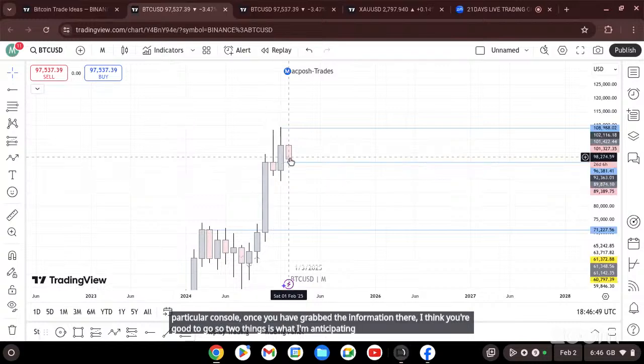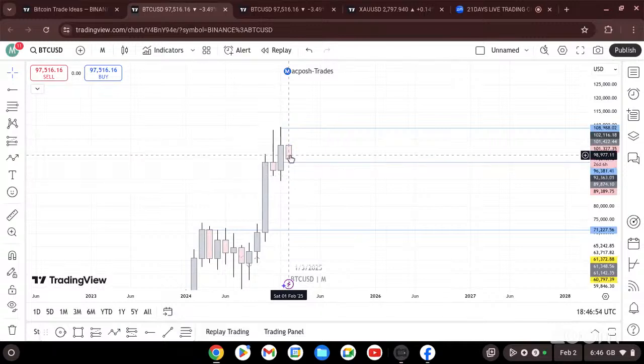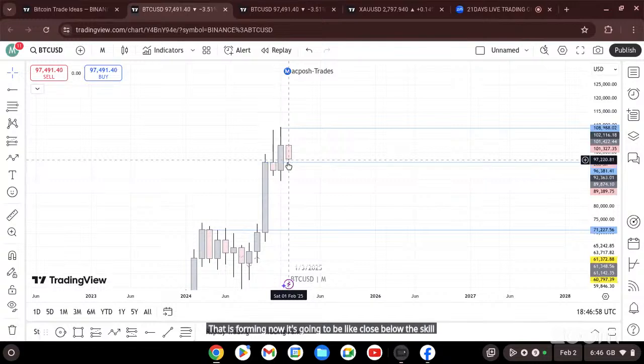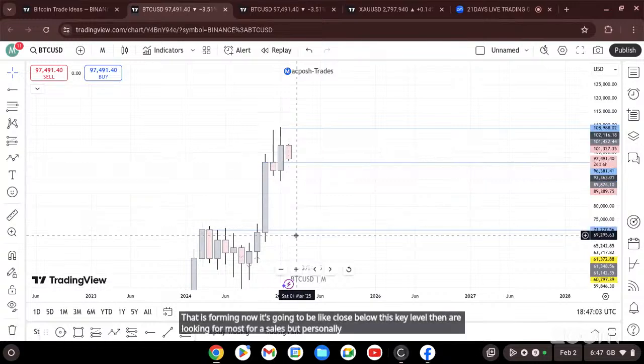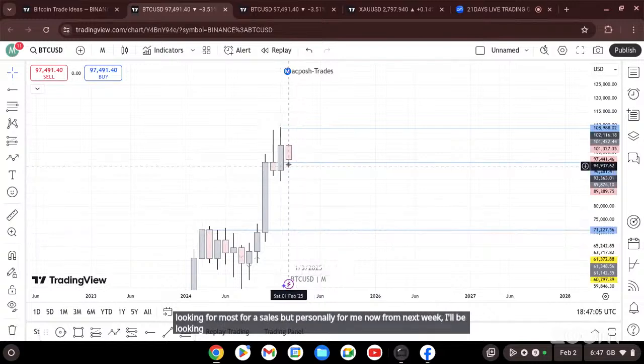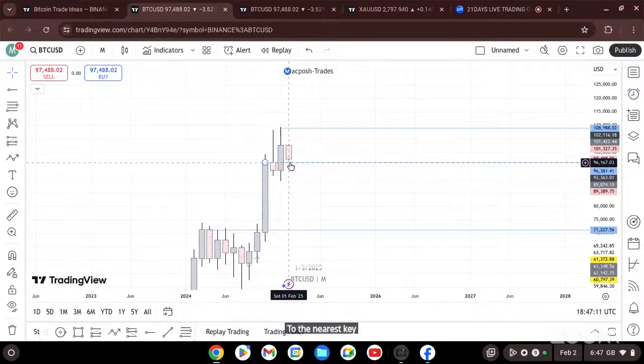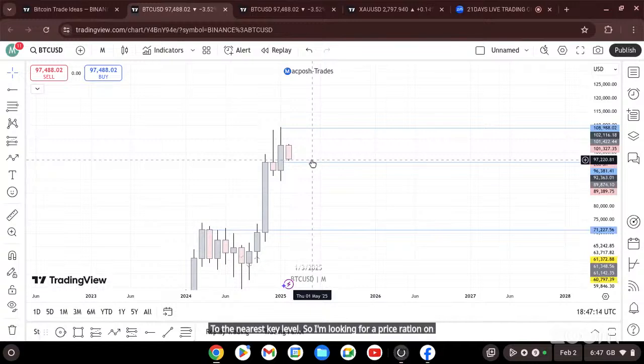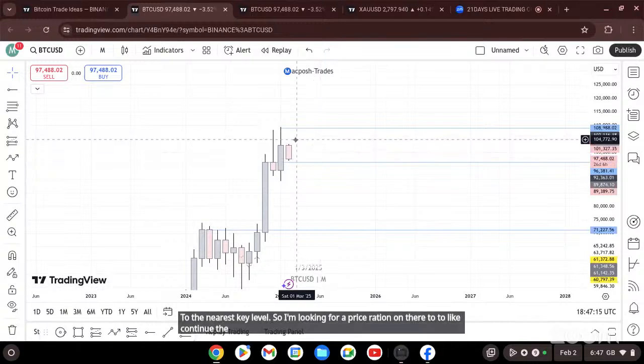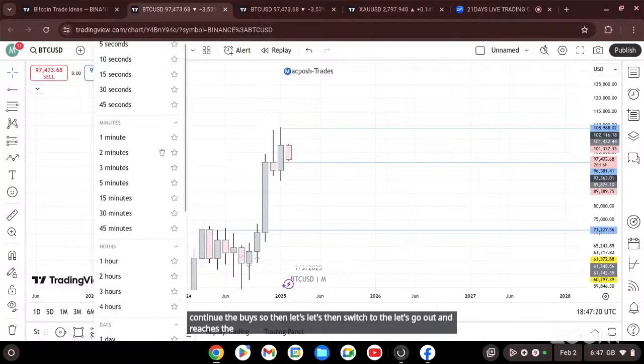If this monthly candle that is forming now closes below this key level, then I'll be looking for sales. But personally, from next week, I'll be looking for buys, because price is right on, very close to the nearest key level. So I'm looking for a price reaction there to continue the buys. So then let's switch to the next time frame, which is the weekly time frame.